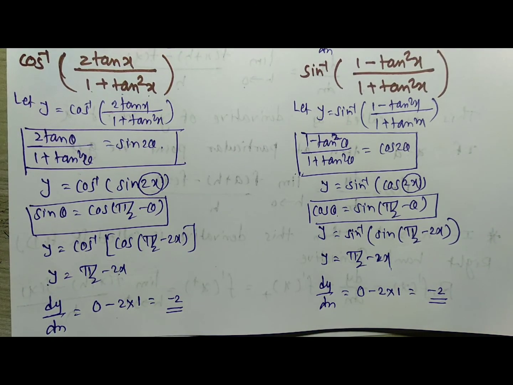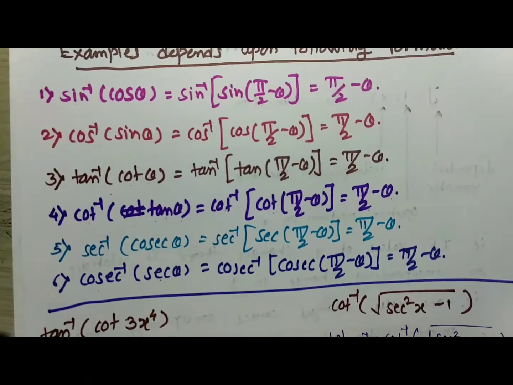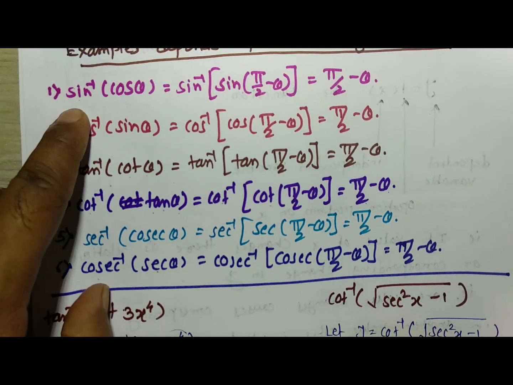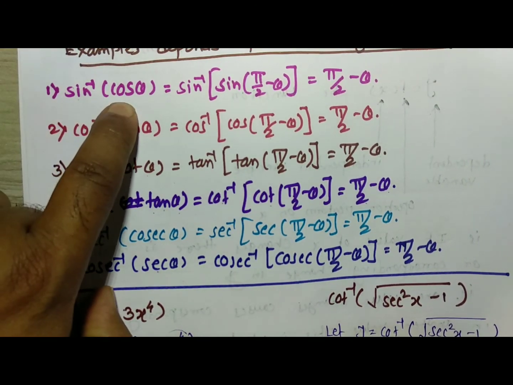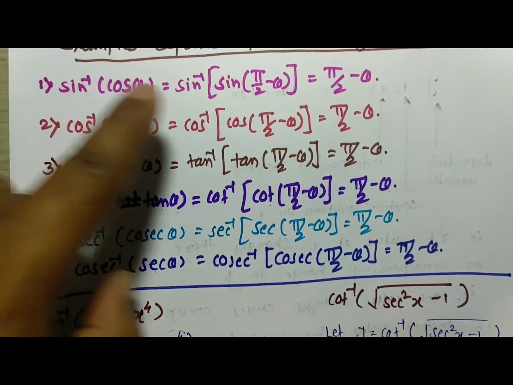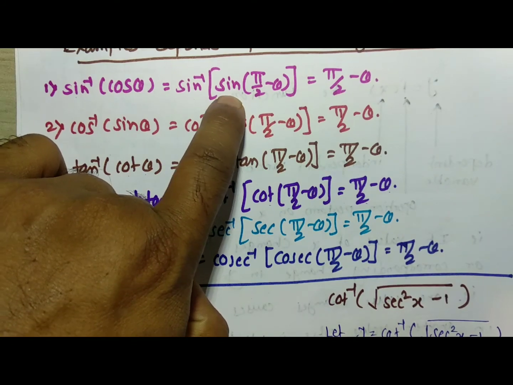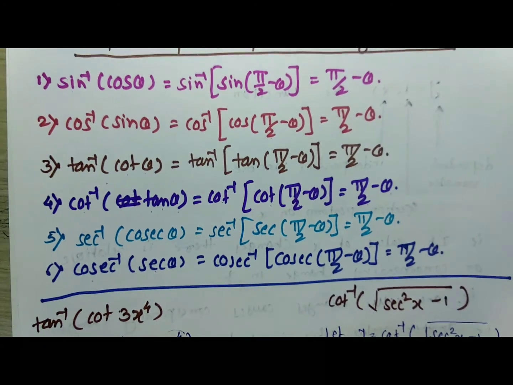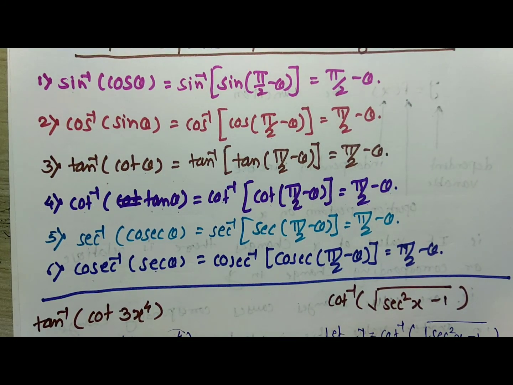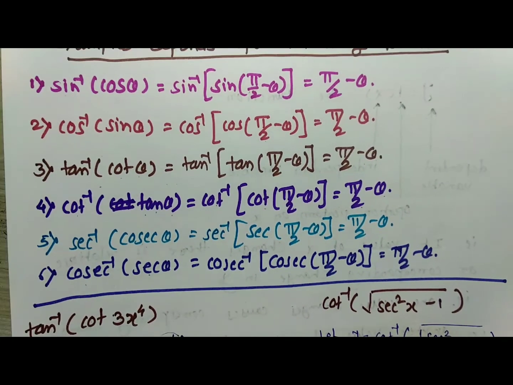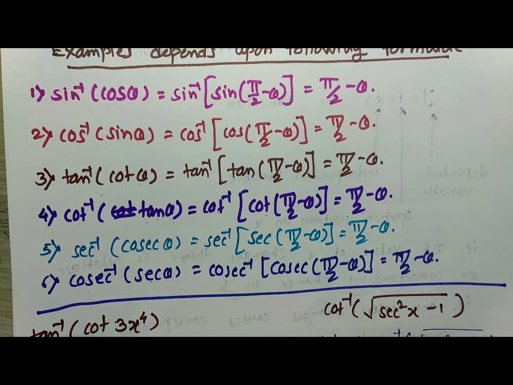And by using those formulas, which are nothing but allied angle formulae, when sine inverse is outside and you get cos inside, at that time the expression inside is considered as theta, and by using the allied angle formula sine(pi/2 minus theta), you will get the answer pi/2 minus theta. And by using those formulae, you can get the different derivatives related to these expressions, and you can find the derivative by using those formulae.